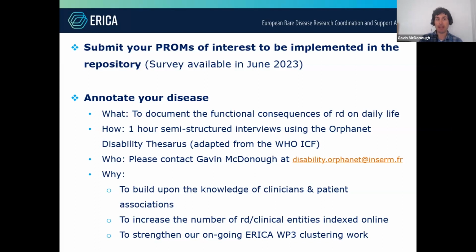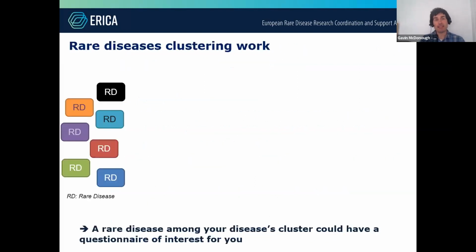What this project is really trying to do is look at rare disease and document the impact on daily life by looking at the severity, the frequency, and the temporality of this impact on several different domains. There's 10 subjects, including motor skills, understanding and learning, ability to participate in social life, and so on. Unfortunately, there's not enough time to talk about this, but we could go on forever. The reason is to build upon the knowledge of clinicians and the patient associations, to increase the number of rare diseases or subtypes that are indexed online, and to feed into the clustering work, which I'm about to present right now.